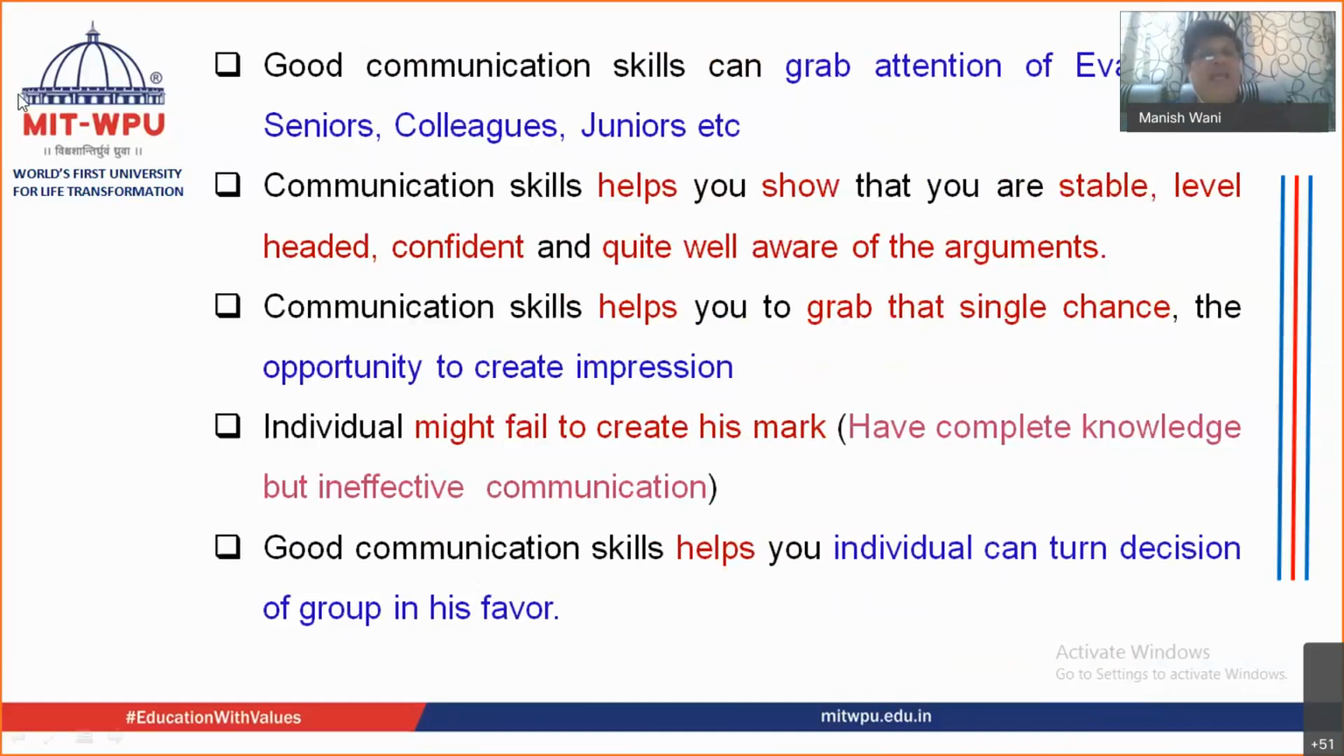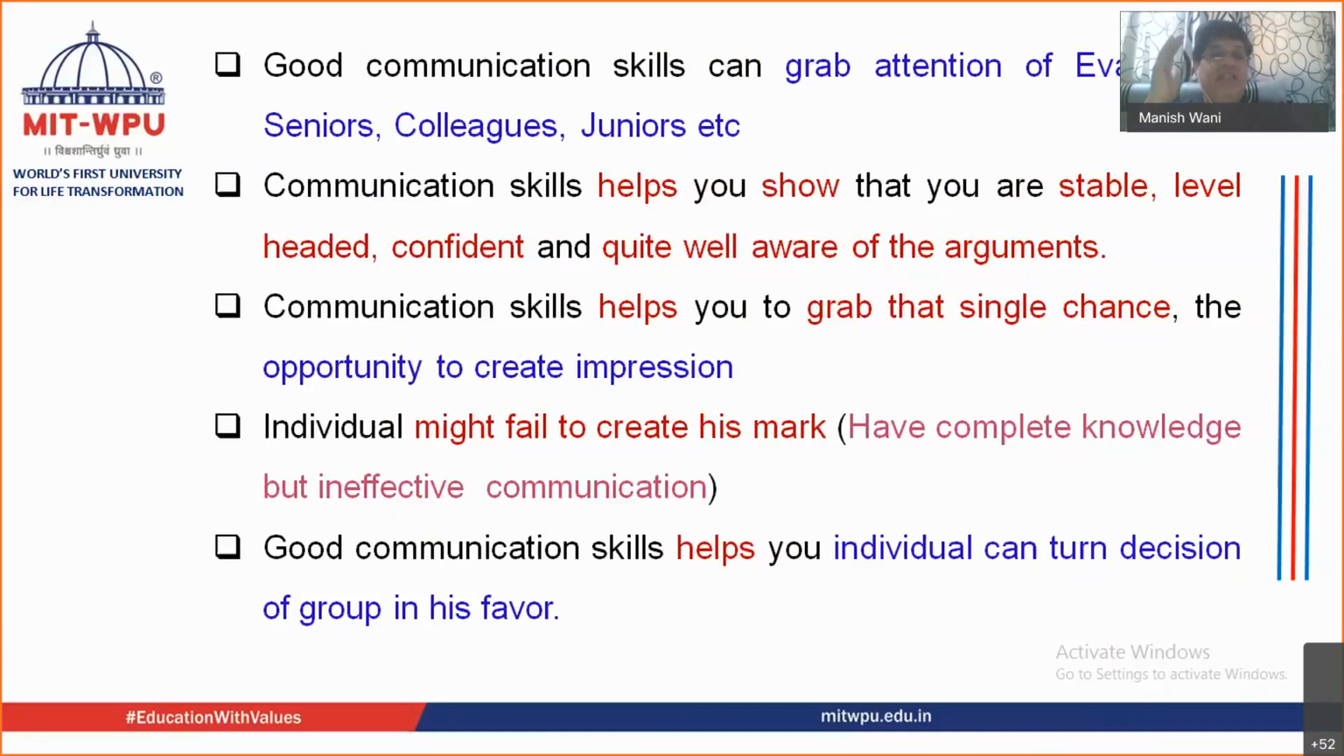And for that matter, as you can see in a point over here, there are many people who have great knowledge, but they do not have good communication skills. So though they have knowledge, they are not able to express their ideas. So they fail to make their mark if they don't have good communication skills. Whereas if you have good communication skills with maybe mediocre ideas, you will be able to create a mark.